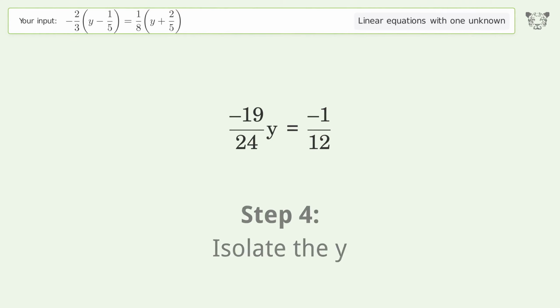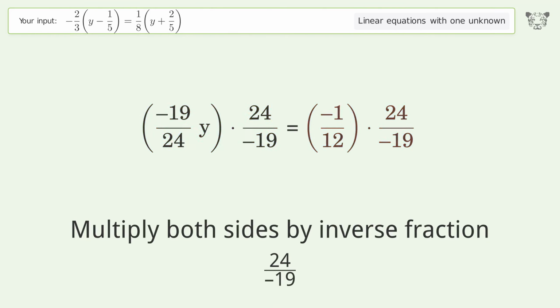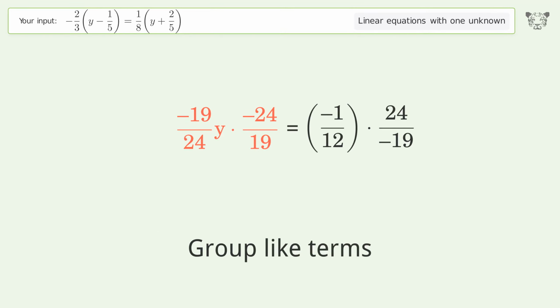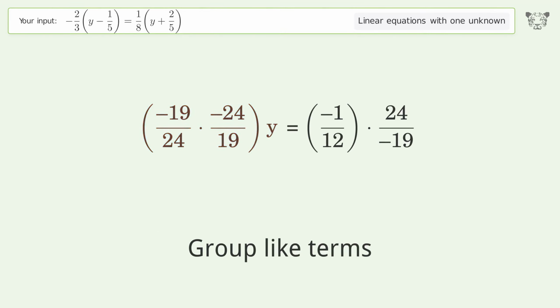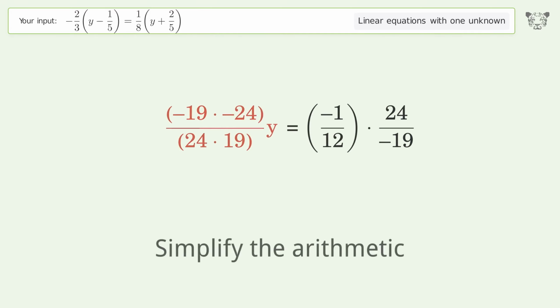Isolate the y. Multiply both sides by inverse fraction 24/19. Move the negative sign from the denominator to the numerator. Group like terms. Multiply the coefficients. Simplify the arithmetic.